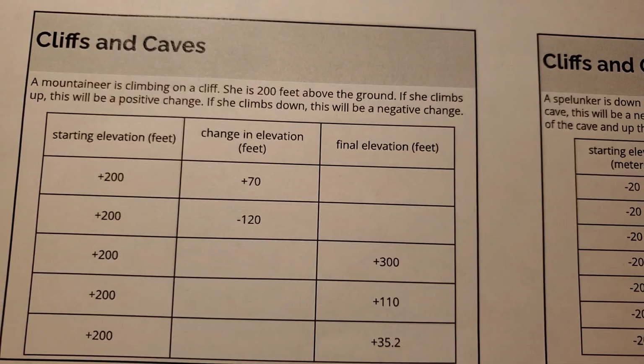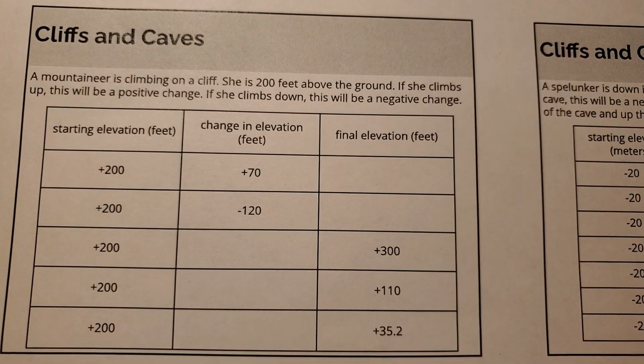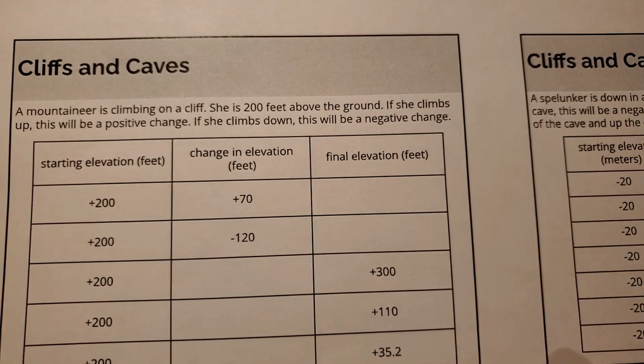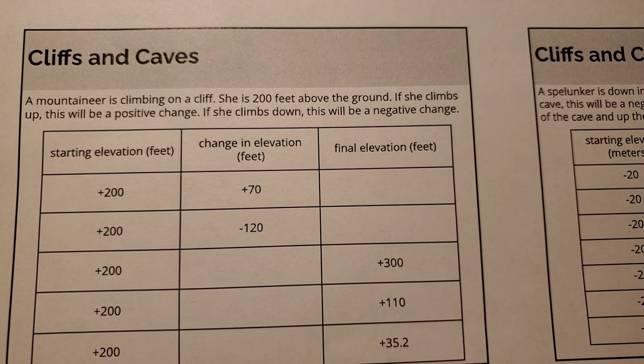Okay. So first activity, cliffs and caves. A mountaineer is climbing on a cliff. We're going to talk about whether she's going up or down in a second. She's 200 feet above the ground, so her current elevation is a positive 200 feet. If she climbs up more, this is going to be a positive change because she's increasing her elevation. If she climbs down, this is going to be a negative change because she's decreasing her elevation.